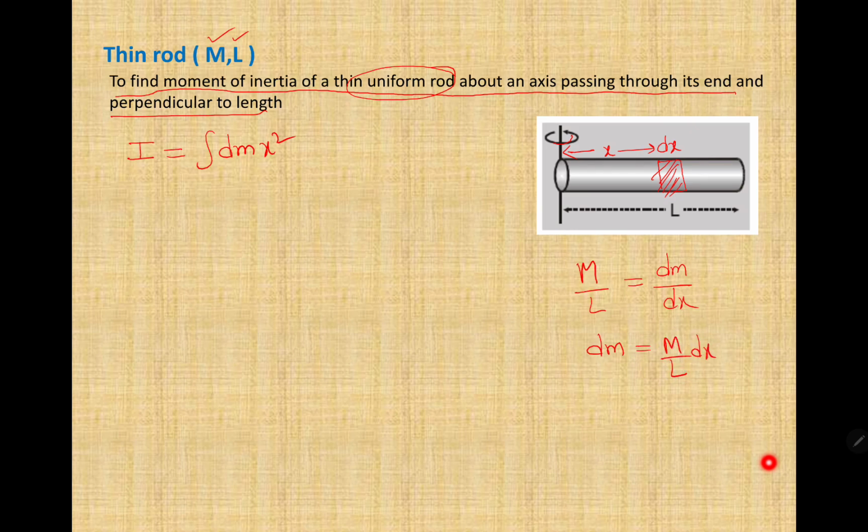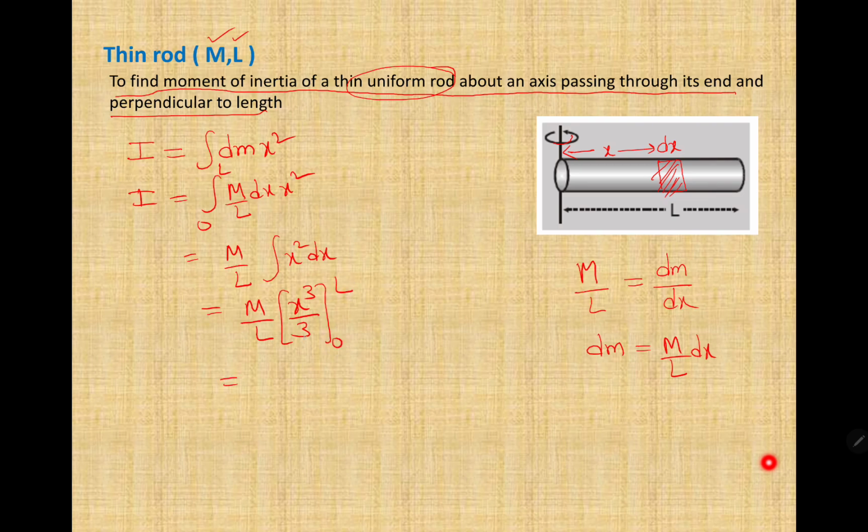So let us substitute here. Therefore, I equal to integration of M by L into dx into x square. Let us see what the limits are here. Limits are 0 to L. So as a next step, M by L integration of x square into dx, limits as usual 0 to L. Now integration of x square dx is how much? x cube by 3. Limits as usual 0 to L.